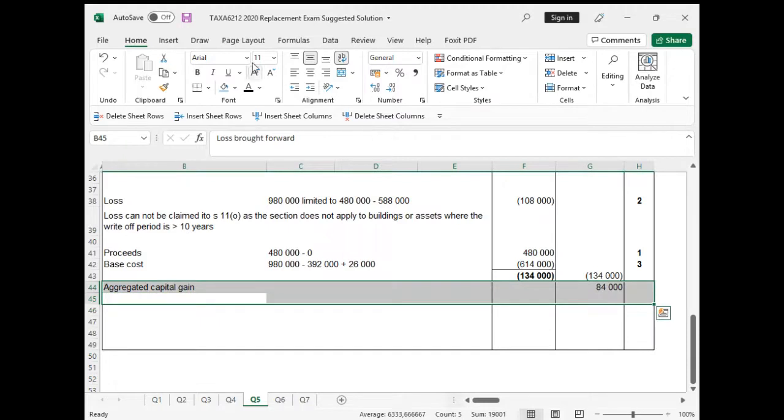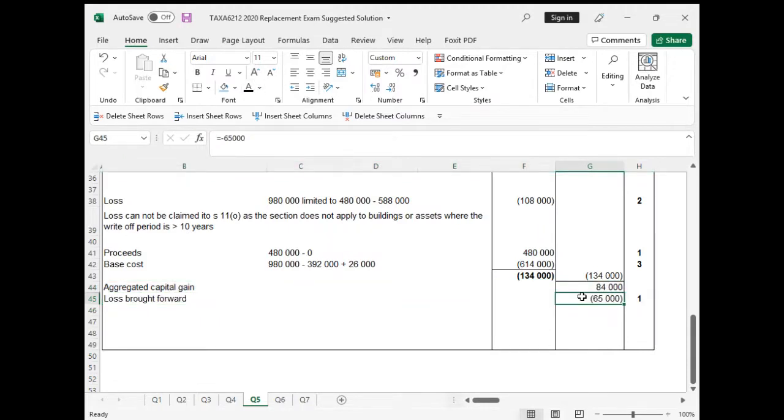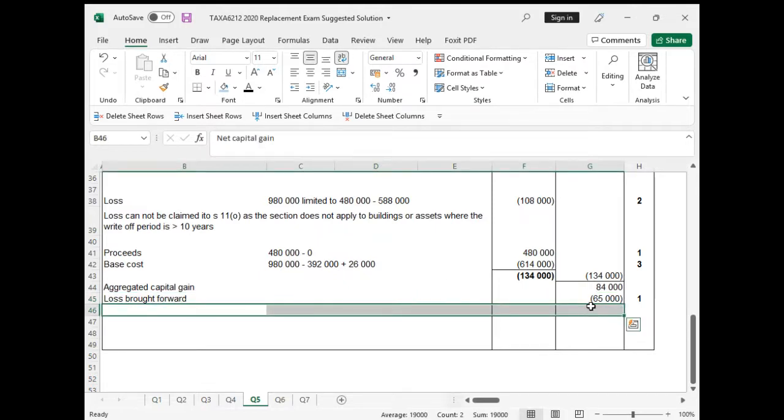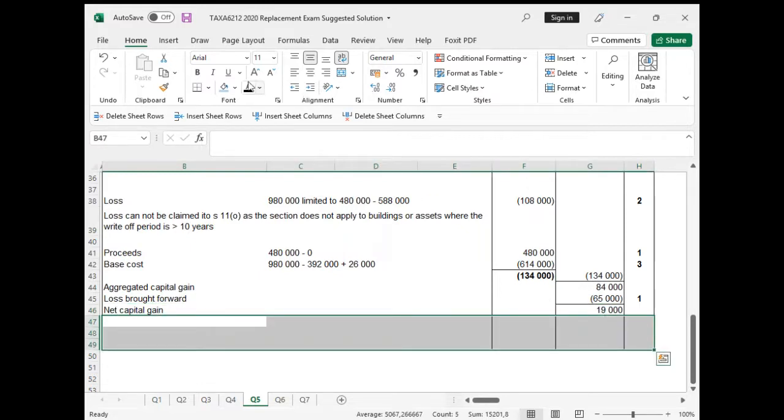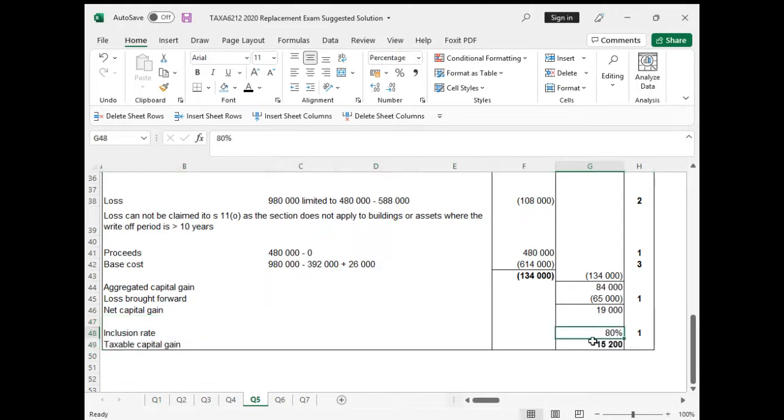But now the next step to get to the net capital gain is we have to deduct any assessed capital losses that are carried over, which was this 65,000, which was in the question, to work out the net capital gain. And once we've calculated the net capital gain, that is where we apply the 80% for our taxable income inclusion. So we apply the 80% and then you will include in taxable capital gain the 15,200. Okay, and that is how you would do question number 5.